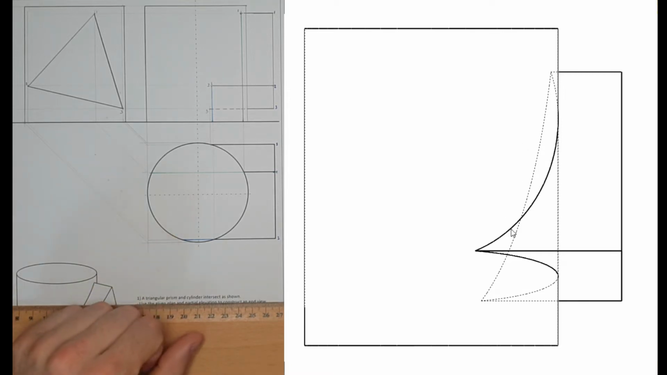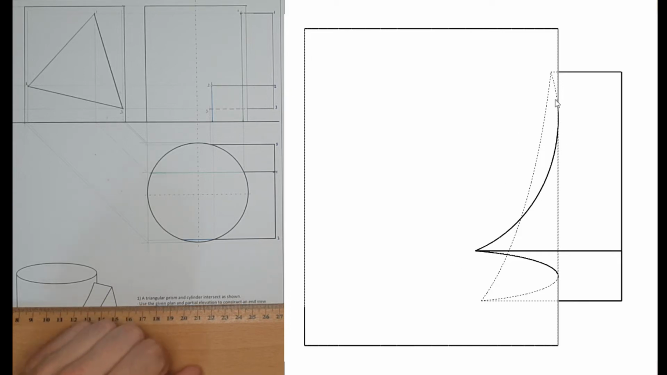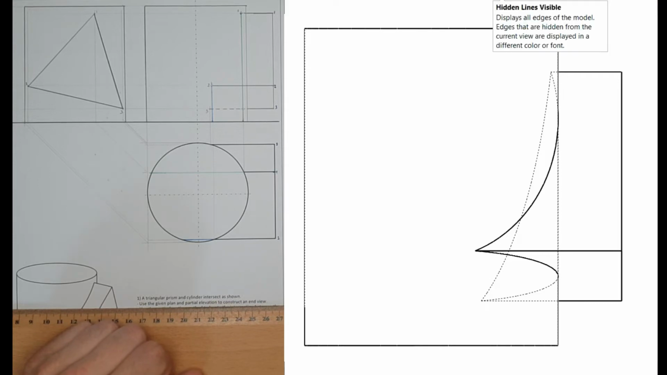let's start working on finding some points up along here. I'd like to start finding some points up along here. I need to get multiple points so that I can join up these freehand curves to represent the profile of intersection.